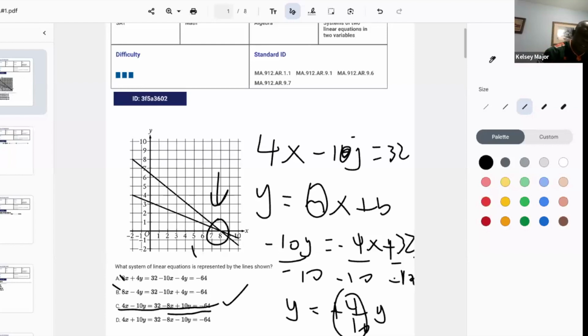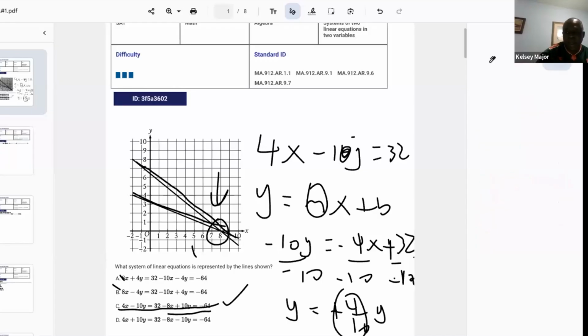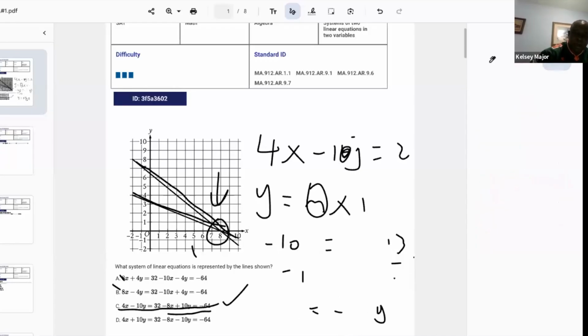We can clearly see that our slopes are both what? From left to right, they're going down. So they're negative, right? Our answer must be D, right? Let's see why. Let's see what's going on with D.